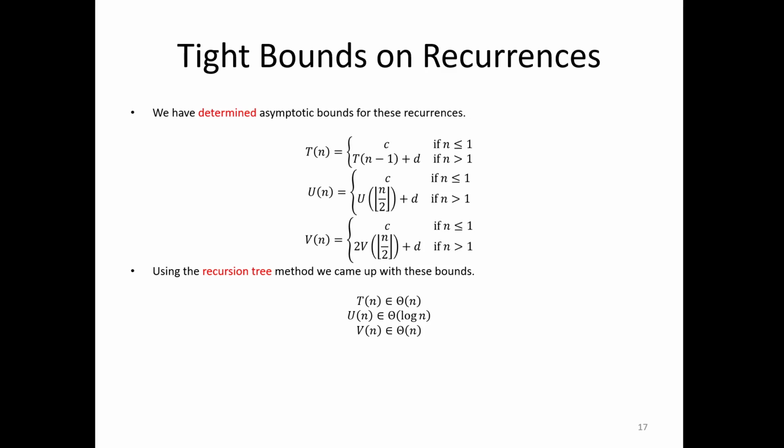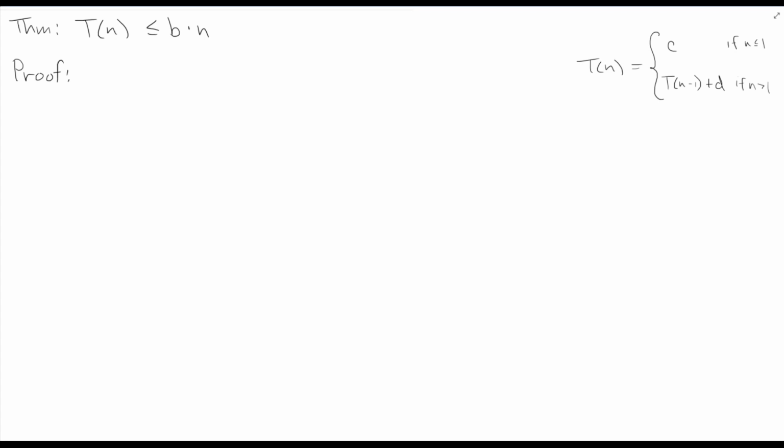To show the big O of n component, we need to show that it is less than or equal to b times n for some constant b, and for all n greater than some other constant n naught. And then alternatively for the big omega, we need to show it is greater than or equal to a times n, again with the same conditions. Alright, in order to prove this, we're going to use mathematical induction.